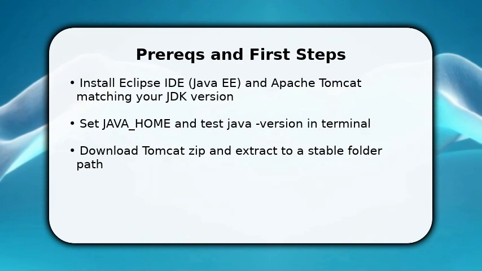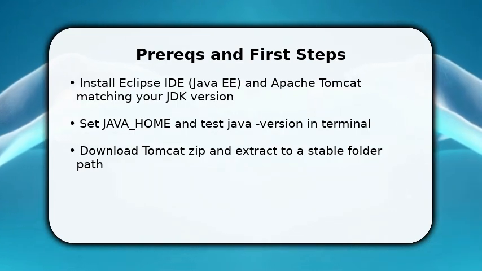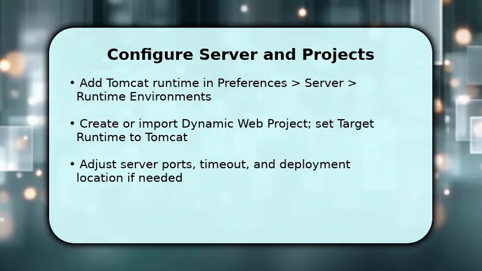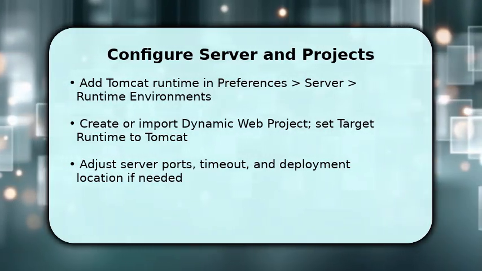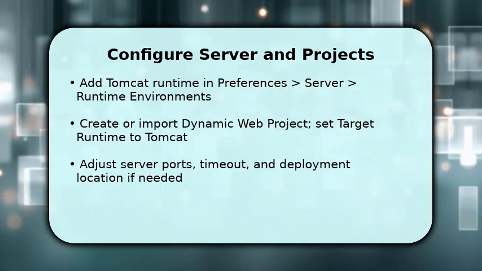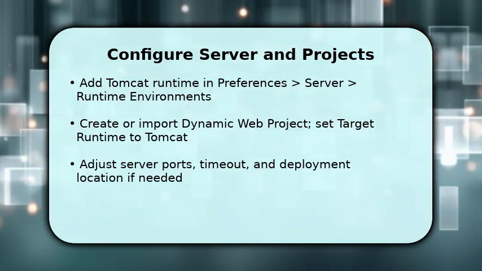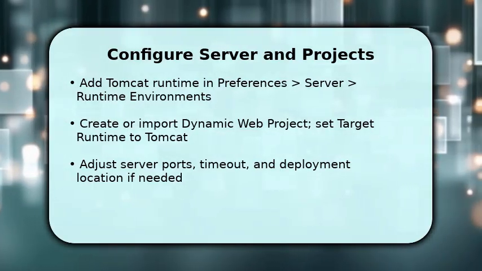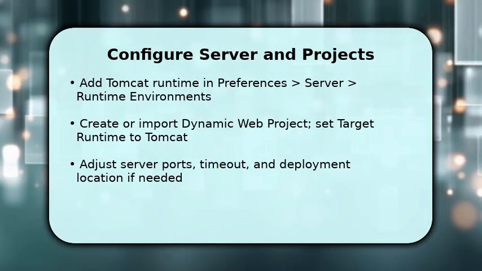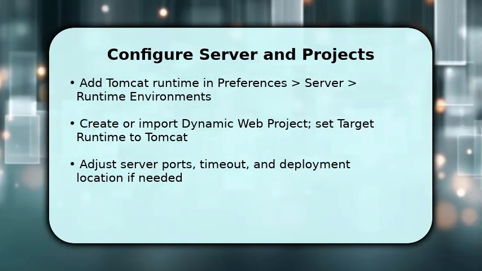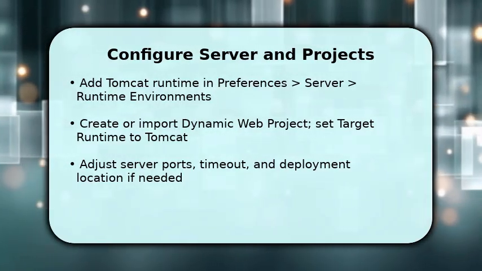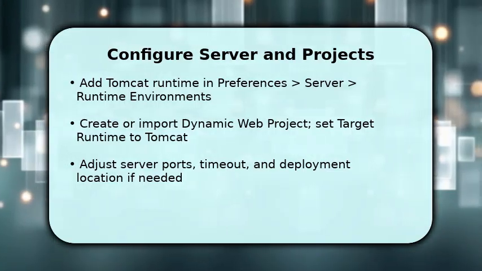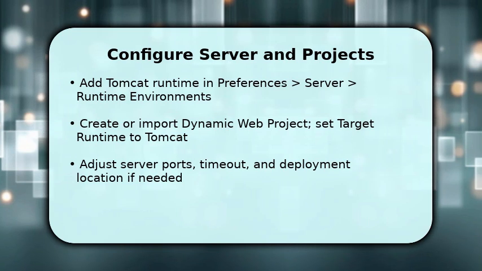Once the runtime is registered, configure how Eclipse deploys to Tomcat. In Preferences, confirm the Tomcat runtime libraries and JVM settings. Make sure the target runtime for your dynamic web project is set to that Tomcat instance, so classes and web.xml map correctly. Next, drag the project onto the server in the server's view or use Add and Remove. If you use a different deployment folder or custom ports, change them now so Eclipse publishes artifacts to the correct web apps path and avoids port conflicts.